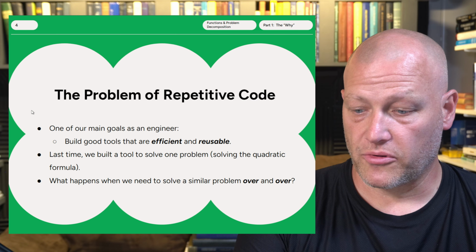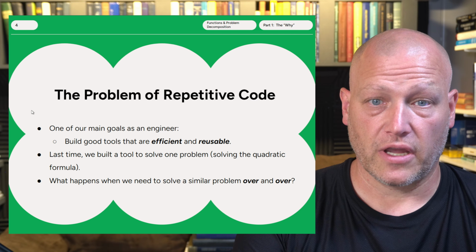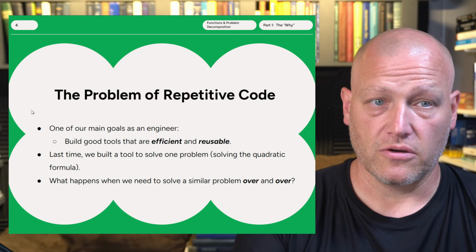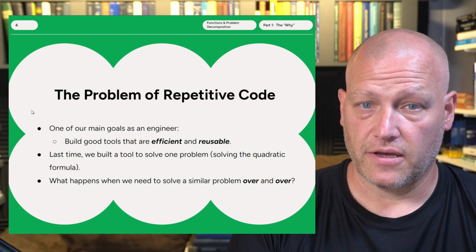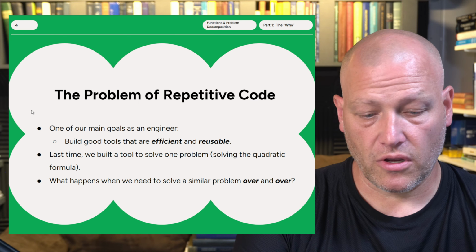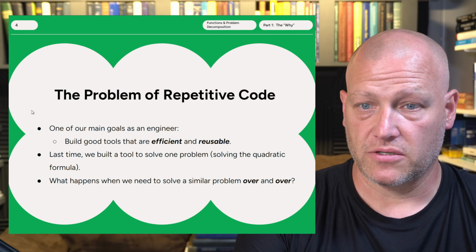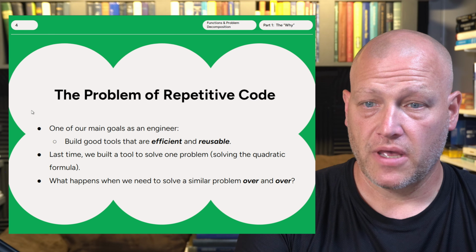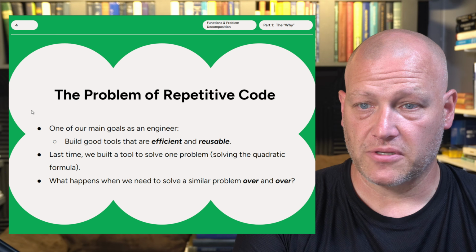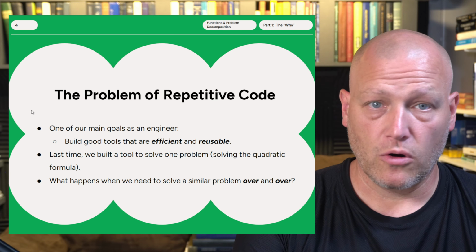We're going to come up with a way to create code that we can use over and over again to calculate a very specific type of algorithm, and then you'll be able to do the same thing in your lab after lecture. Okay. So if you recall, last time we did this creation of a tool, we solved the quadratic equation. And so the driving question moving forward is, what happens if we wanted to solve a similar problem over and over and over again?